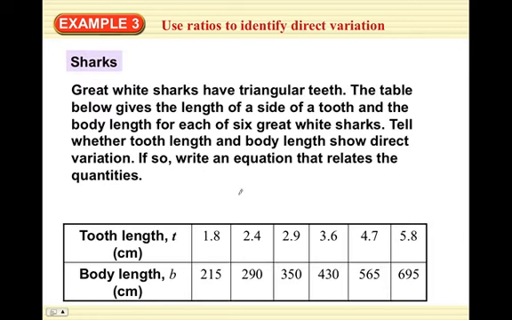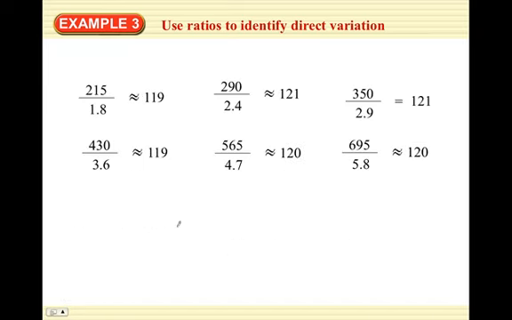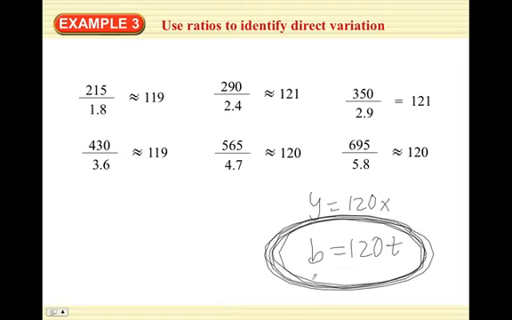Go back. It's using t for tooth length, that's my x. B for body length, that's my y. So B is y, T is x. So if I go forward, instead of y equals 120x, it's B equals 120t. This is the direct variation equation.